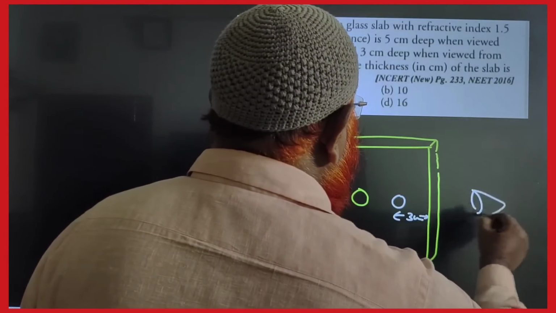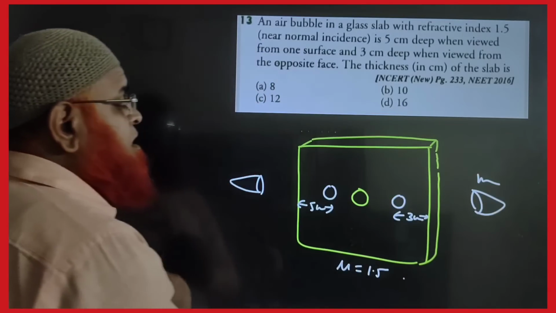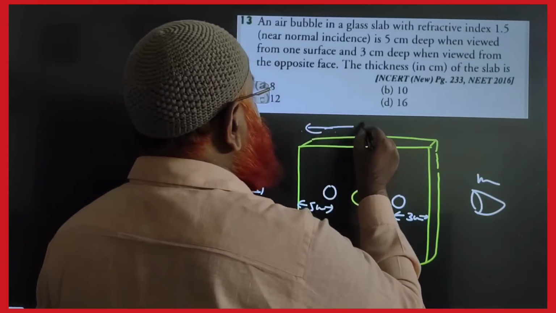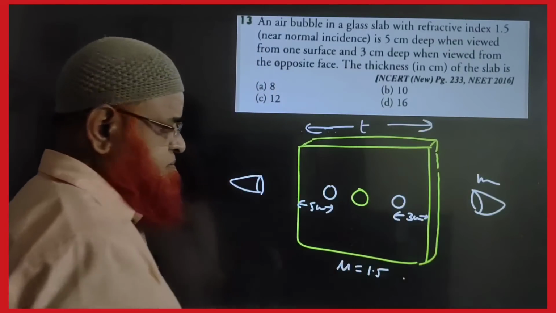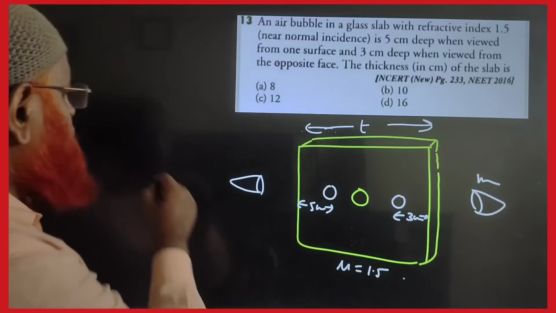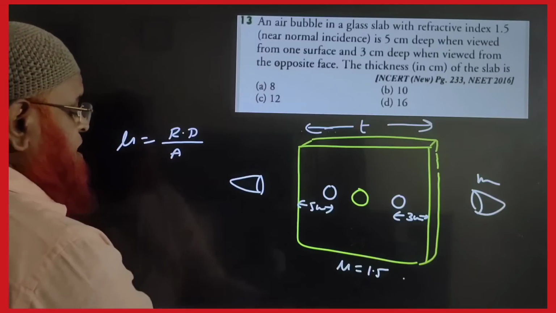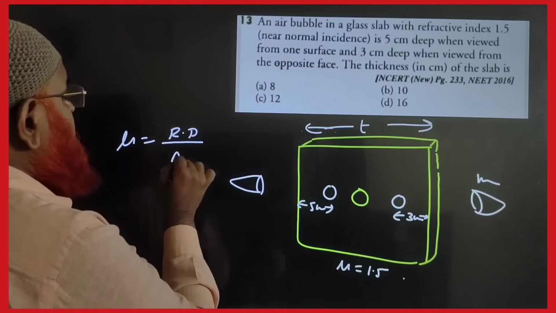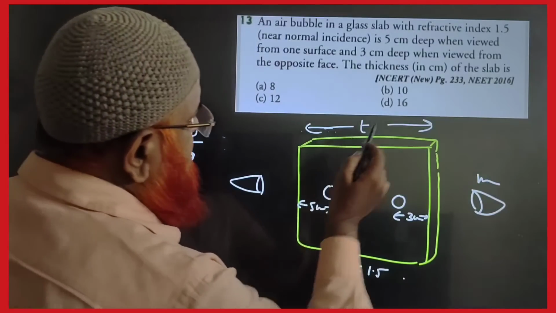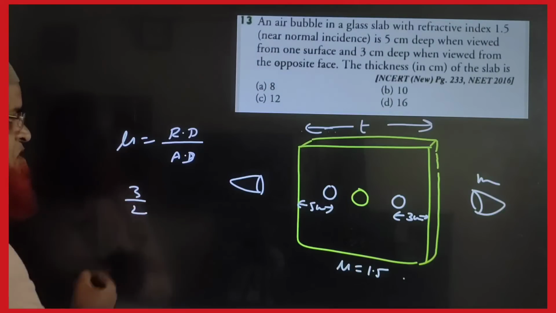From here you are seeing 5 centimeters. From there you are seeing 3 centimeters. Then the thickness of the glass slab, the total thickness, is being asked. The simple shortcut I told you: refractive index is real depth by apparent depth. What is the refractive index given here? 1.5, or 3 by 2, both are the same.